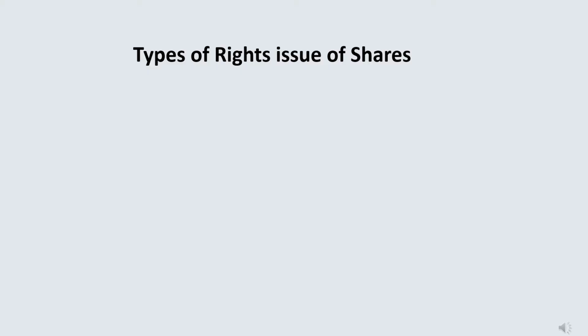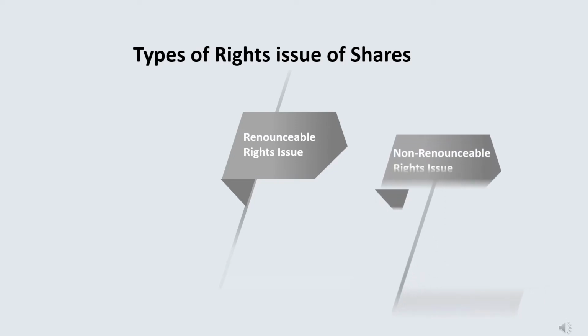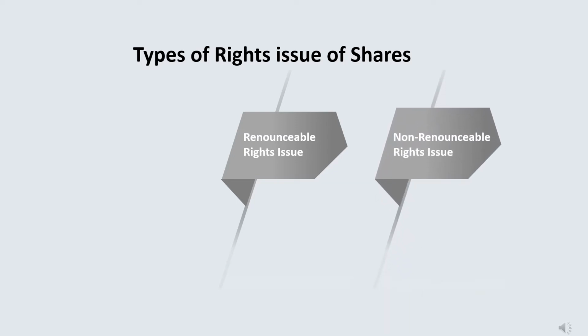Now let's understand the types of rights issues of shares. There are two types: renounceable rights issues and non-renounceable rights issues. In renounceable rights issues, the existing shareholder of the company has the right to transfer his or her right to subscribe to the rights issue of shares to anyone, who may not even be a shareholder of the company. On the contrary, in non-renounceable rights issues, the existing shareholder does not have the right to transfer his or her right to subscribe to rights issue shares to anyone. Here the shareholder only has two options: either to ignore the rights issue or to purchase the shares.